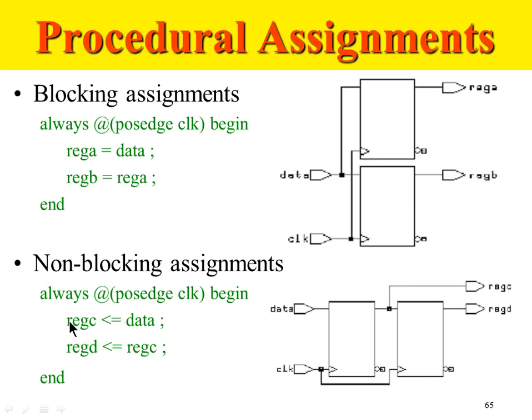Reg C is updated only at the end of the always block. So by that time, that initial edge is gone. The initial edge of the clock will only update this first value with data. But if I want reg D also to be updated with this value, there will be a one clock cycle delay further, where reg D gets updated after the second clock cycle. This is the right way to model hardware.